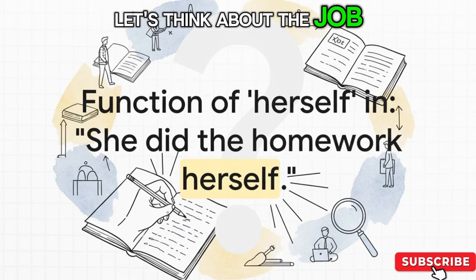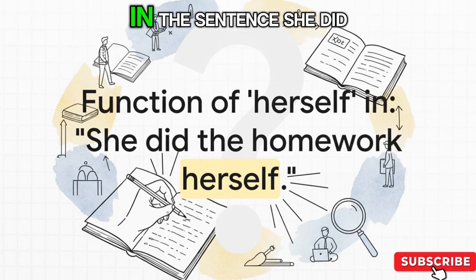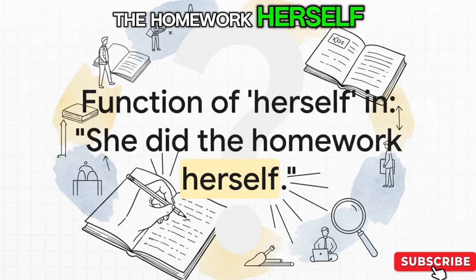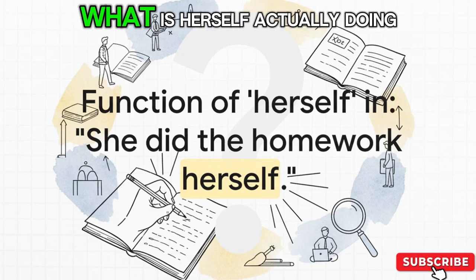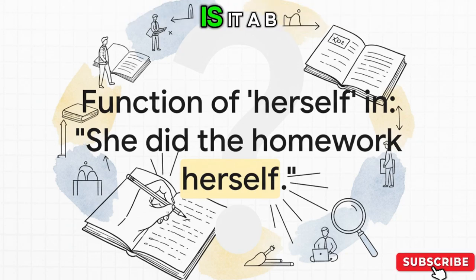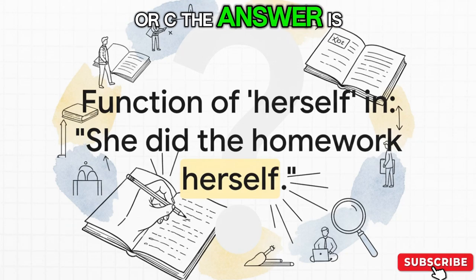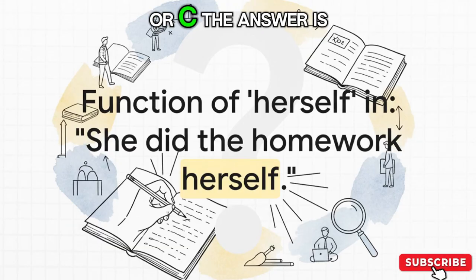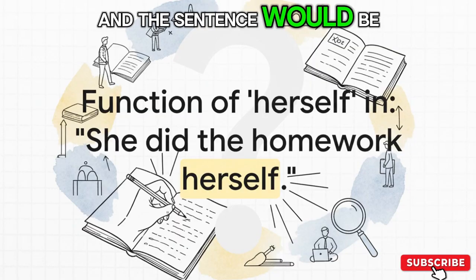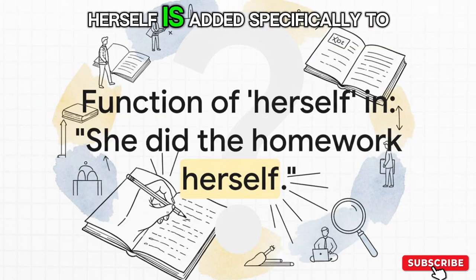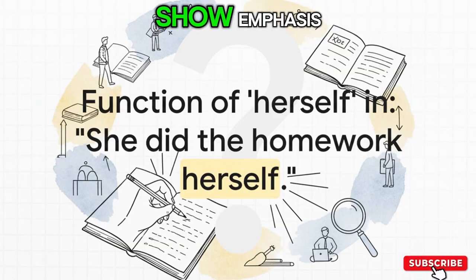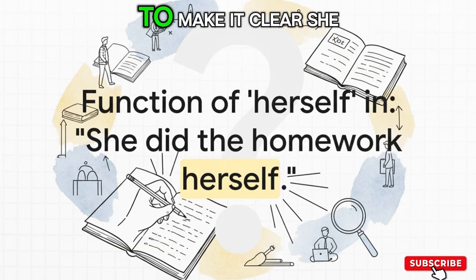Let's think about the job of the word here. In the sentence, she did the homework herself. What is herself actually doing? Is it A, B, or C? The answer is A. You could just say, she did the homework, and the sentence would be perfectly fine. That little word, herself, is added specifically to show emphasis, to make it clear she did it all on her own.